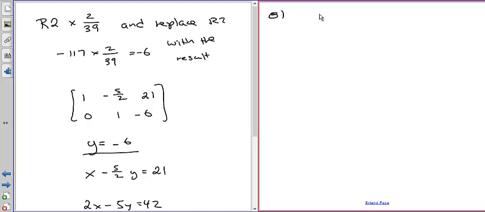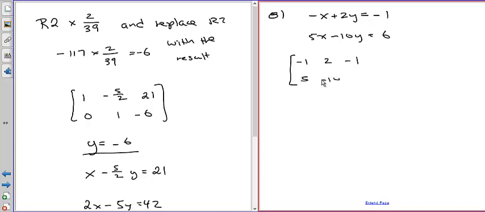Okay, number 8. So we've got negative x plus 2y equals negative 1, 5x minus 10y equals 6. So we put that in matrix form. So that's what we got. Now, you can see I can get a 1 in the first row by just multiplying everything by negative 1 and replacing with the result.